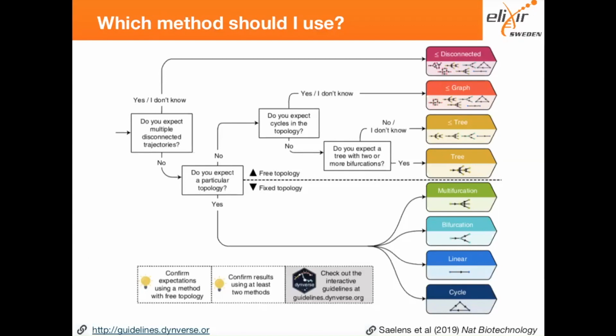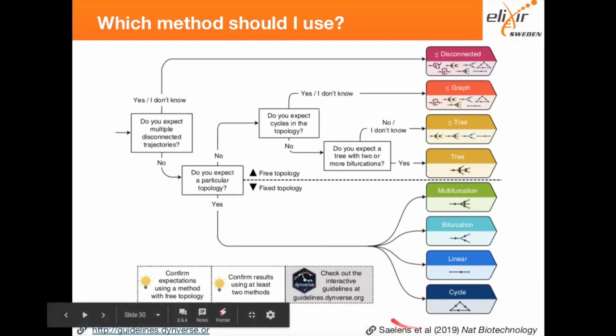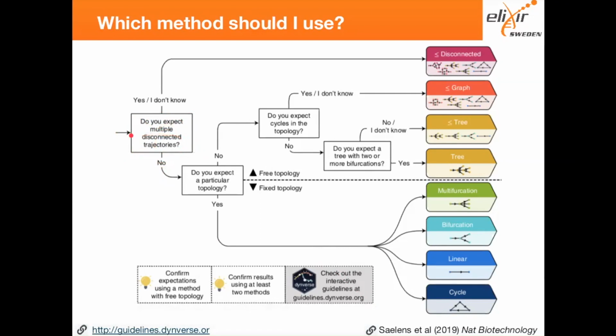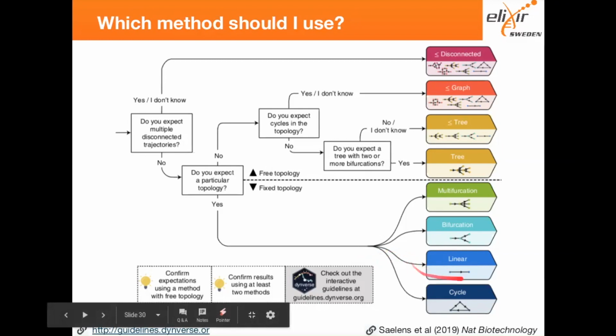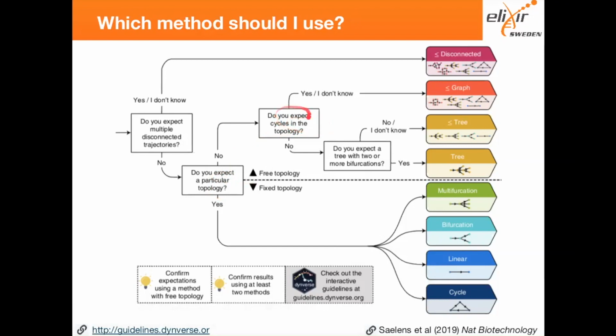So which method should I use? There is this nice paper that you have the reference here from this year. So do you expect multiple disjoint trajectories? Yes or no? Then you can define, maybe use these methods that use this graph, or you can go for a particular topology. Maybe I know that there's only a bifurcation. Maybe in B cell development, I know it's linear, so then I can go for methods that allow these linear trajectories. If I don't expect that, then you can go to, are there cycles in the trajectory? Then you go for this one. If no, then you can go for other methods.